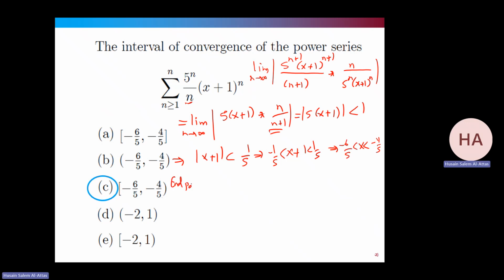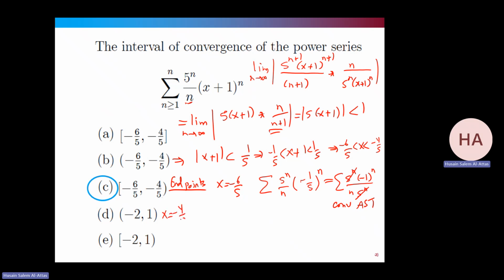Check the endpoints. x equal minus 6 over 5, see what will happen. The series will be the summation of 5 to the power n over n, with minus 6 over 5 plus 1, that will be minus 1 over 5, to the power n. Which is what? The summation of 5 to the power n, minus 1 to the power n, and 5 to the power n. This is cancelled. So this converges by the alternating series test. Very clear. Actually, alternating harmonic. We know it.